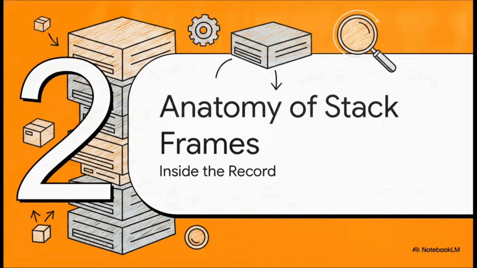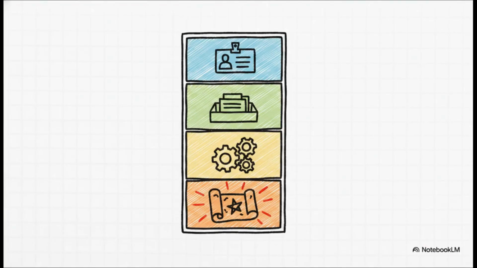Moving right along to Section 2, the anatomy of stack frames and what's actually inside the record. Let's zoom in on the specific memory blocks that get created inside that stack memory we just talked about. Whenever a function is called in your program, the system instantly creates a dedicated block just for it. We call this block a stack frame or an activation record. Think of it like a personalized little workstation for that specific function call. And it holds 4 very specific pieces of information.